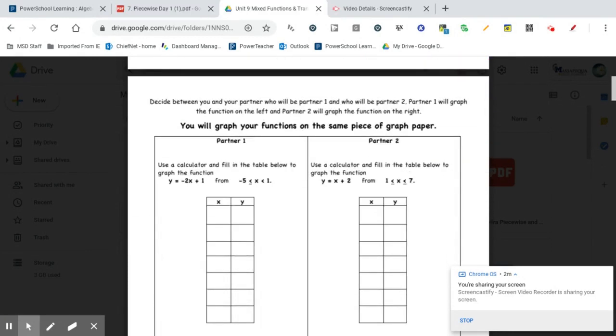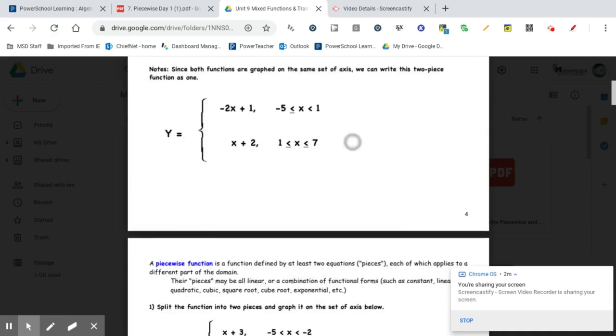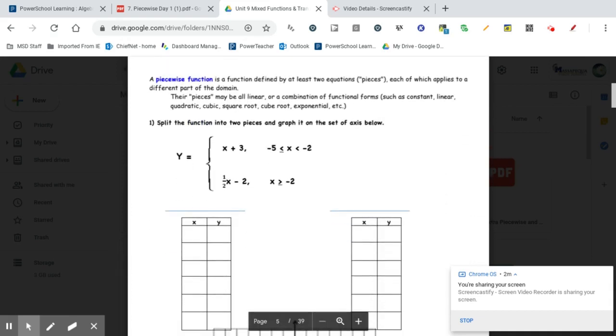Okay, so this first question we're actually going to skip, and that's because you have to do it with a partner, and initially when we were going to do it in class, I was going to have you work together on the same graph, but we don't have that right now, so we are going to skip the first one, and we're going to go right down below to the next question.